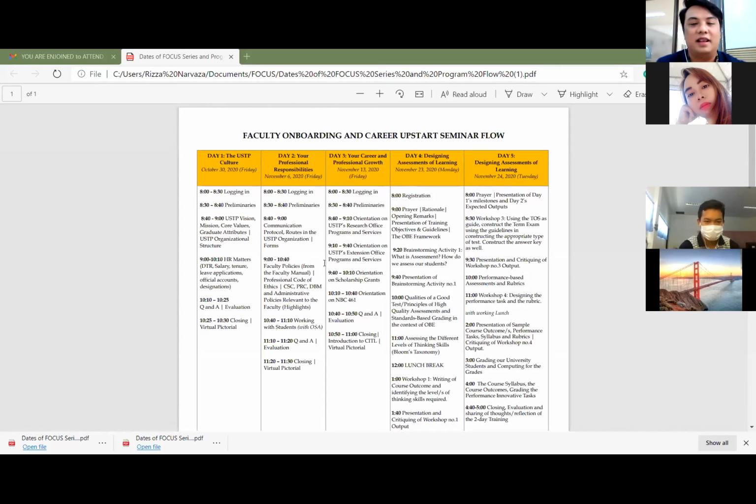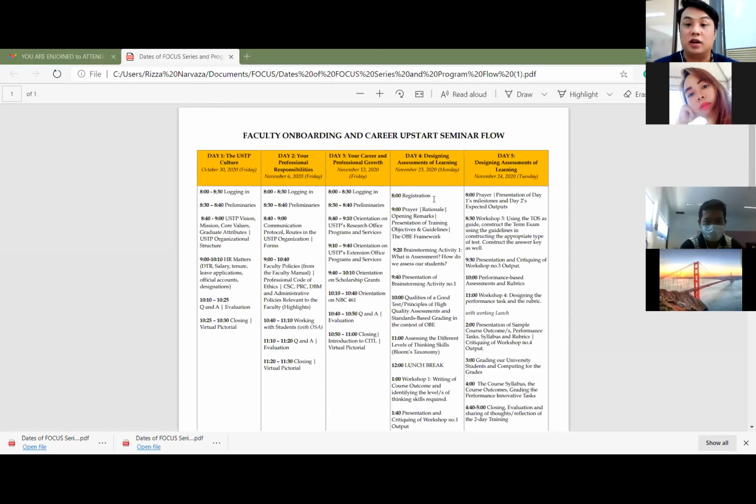And then on the third day, that will be on your career and professional growth. We will be talking on, or some speakers will be talking on, the routes that you will have to consider when you're growing here in USTP. So is it going to be research? Is it going to be extension? And you will also have the chance to know the scholarship grants or the faculty development program, which you can apply for.